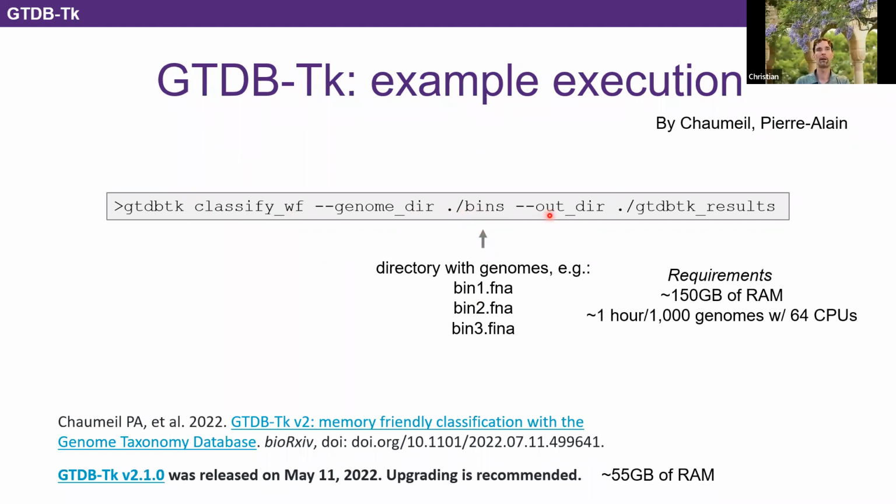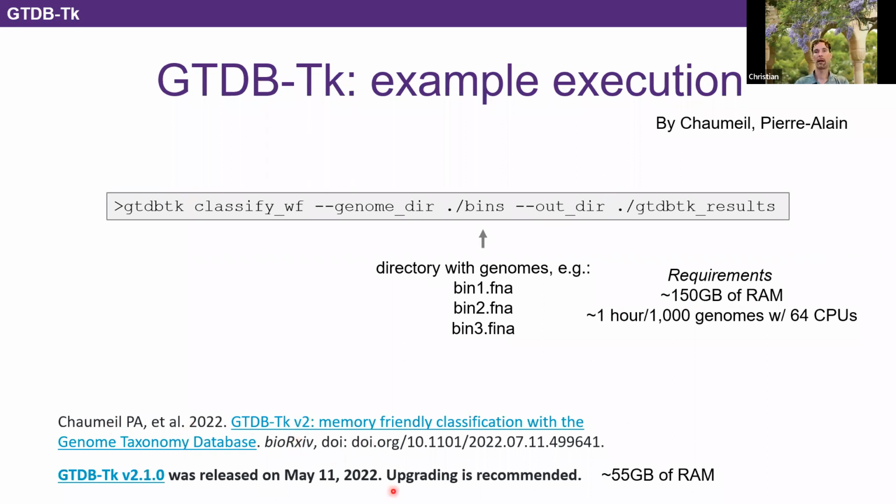For the computational demands, it was at some point 150 gigs of RAM that you use. That has in the meantime increased to almost 300 gigs of RAM to run, and to actually solve that, because that's a lot of RAM to have, we are working on, or we have already released, you can get on GitHub, the next version, GTDB-Tk version 2. It's on bioRxiv right now if you want to check out the paper.